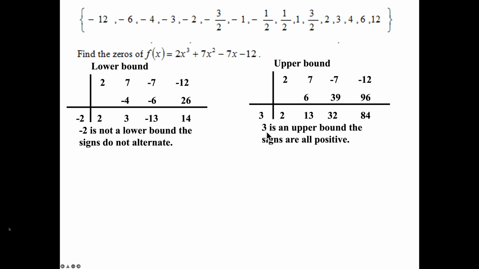3 is an upper bound. The signs are all positive. So what that tells me is I don't have a 0 here for a remainder. The 3, the 4, the 6, and the 12 are not possible zeros. They're out of my list. Okay, so that's what we do with the lower and upper bound test: to see what numbers we can eliminate.